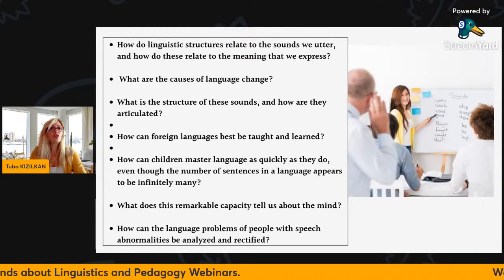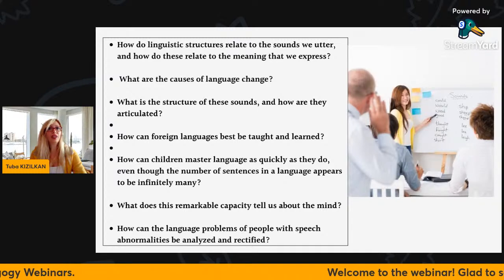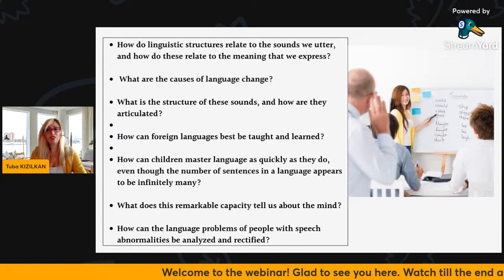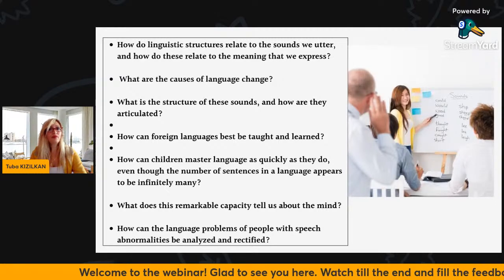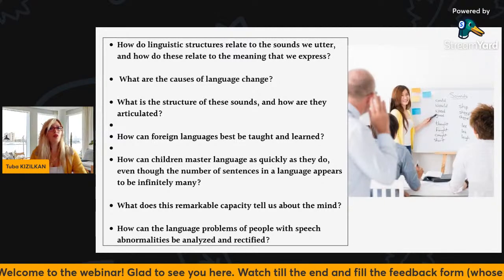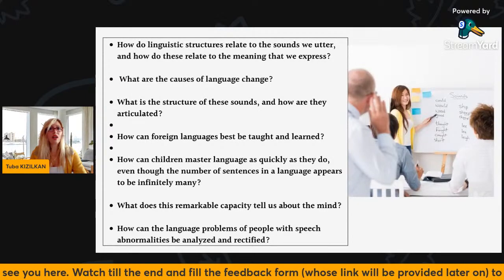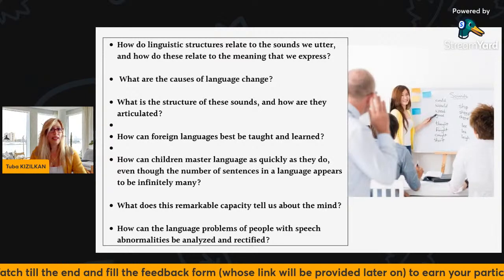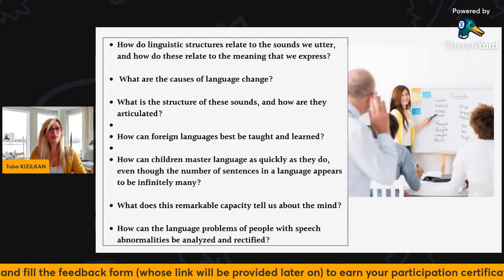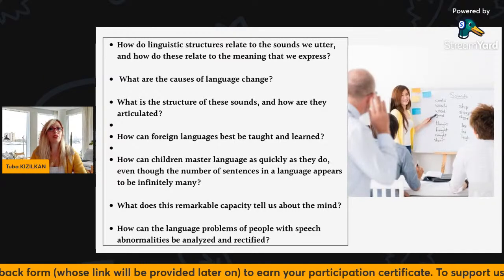How do the linguistic structures relate to the sounds we utter, and how is that related to the meaning that we express? That's a very interesting question, I think. And what are the causes of language change? And what is the structure of the sounds, and how are they articulated? The articulation is also an important part of linguistic studies.